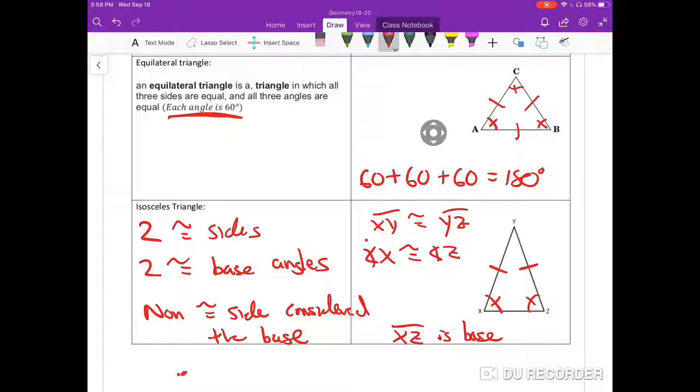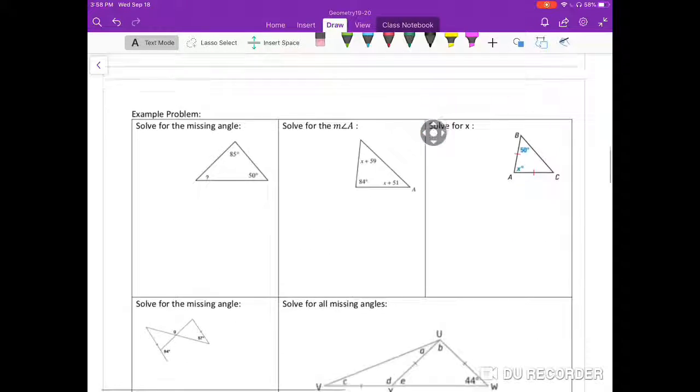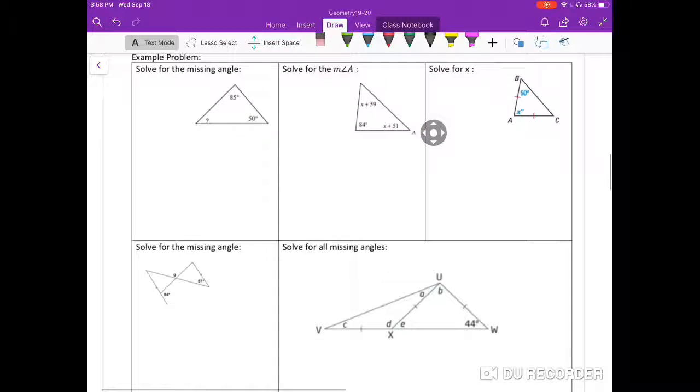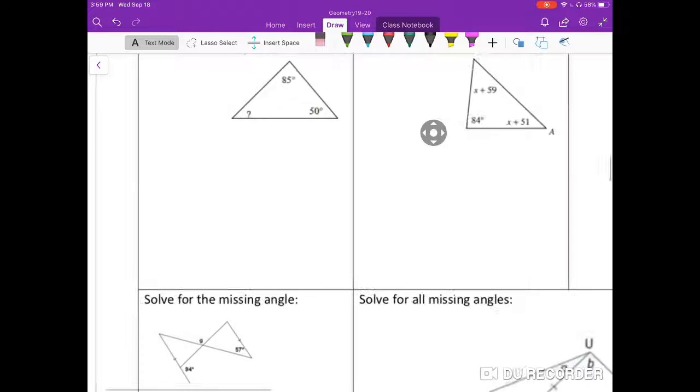All right, so those are the big three triangles that we have to talk about. There is also scalene. That just means all three sides and all three angles are going to be different. We're going to see an example of that in the first example. So solve for the missing angle here, example problem number 1.